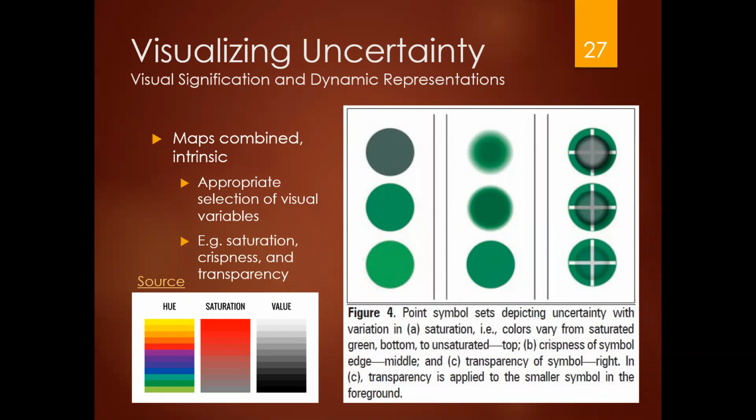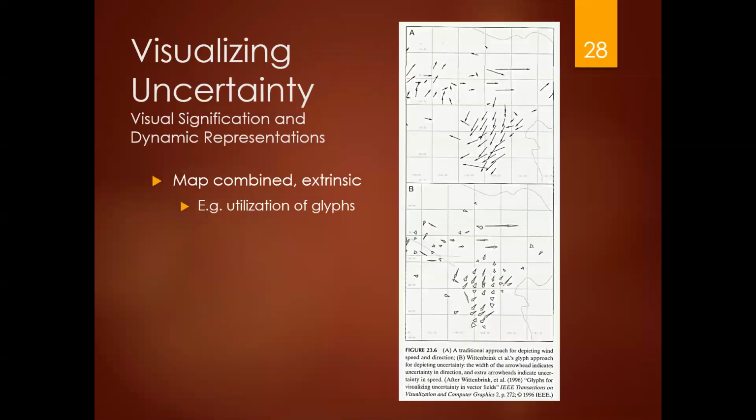In maps combined method, here are some examples. Okay, and also we can use map combined extrinsic method to do this. For example, utilization of glyphs.